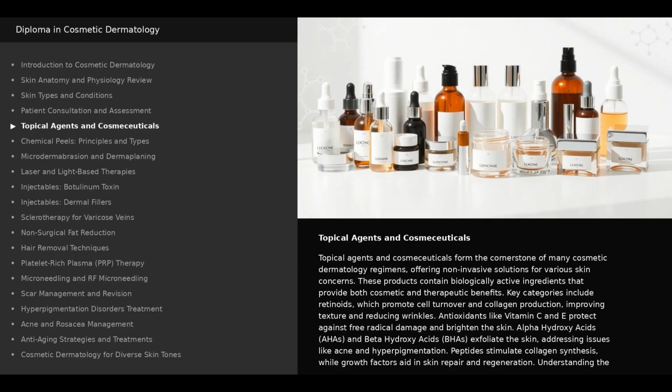Antioxidants like vitamin C and E protect against free radical damage and brighten the skin. Alpha-hydroxy acids, AHAs, and beta-hydroxy acids, BHAs, exfoliate the skin, addressing issues like acne and hyperpigmentation. Peptides stimulate collagen synthesis, while growth factors aid in skin repair and regeneration. Understanding the mechanism of action for each ingredient is crucial for recommending effective home care.